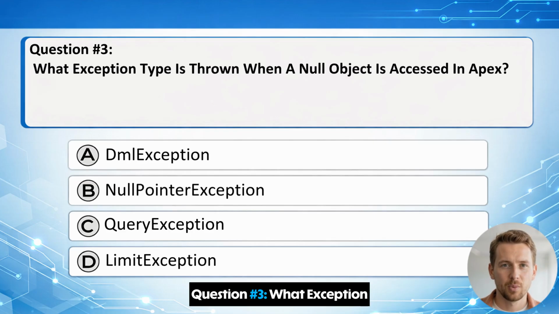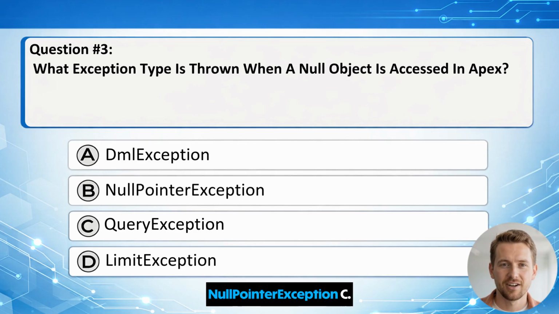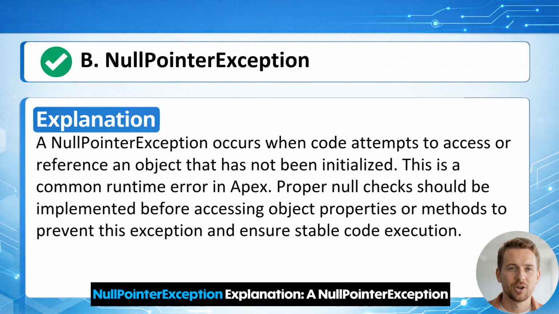Question number 3. What exception type is thrown when a null object is accessed in Apex? A. DML exception. B. Null pointer exception. C. Query exception. D. Limit exception. Correct answer, B. Null pointer exception.